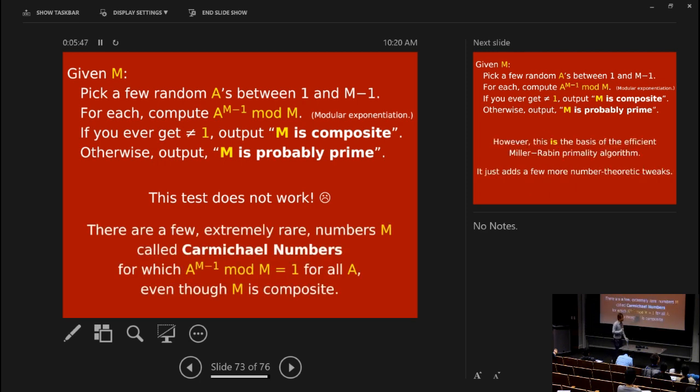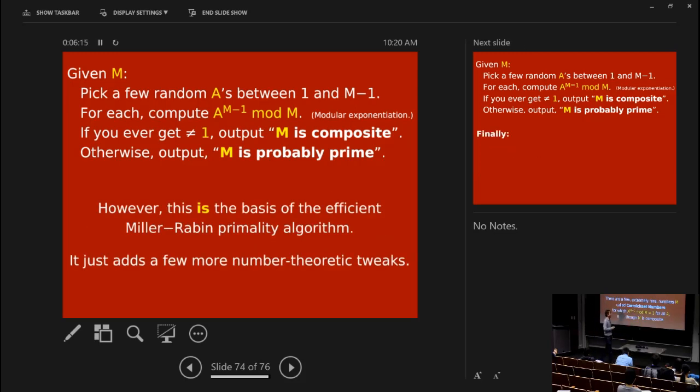Because very annoyingly and interestingly, there are a few rare numbers m, called Carmichael numbers, which have the annoying property that they satisfy Fermat's little theorem somehow: a to the m minus 1 mod m is always 1 for every a. So if you run this algorithm on a Carmichael number, it's always going to say prime, even though it's composite. That's a shame. It's a good idea, though.